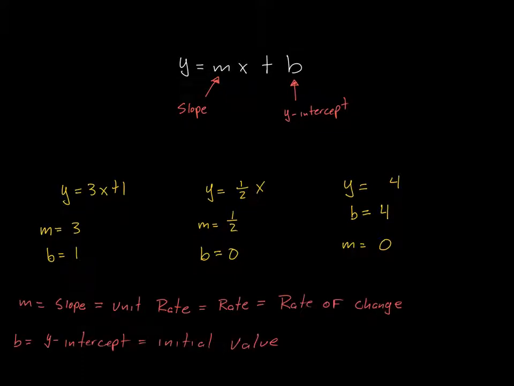So m is a letter that we use for slope, which is your unit rate, or the rate of change. So whenever the book tells you find the unit rate, find a rate, find a rate of change, you're going to be paying attention to the slope. Whenever they talk about initial value, you're actually going to be dealing with the y-intercept, which is the letter b. This is going to help you when you're trying to put a table, a graph, a word problem into an equation.